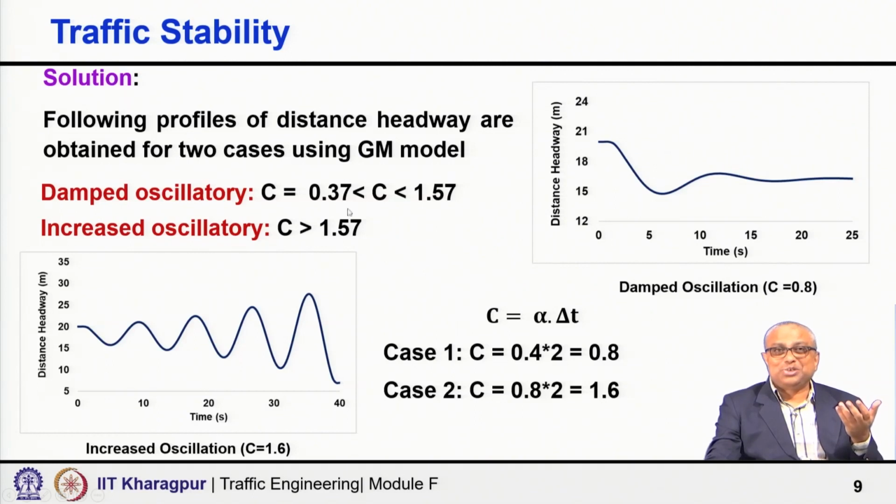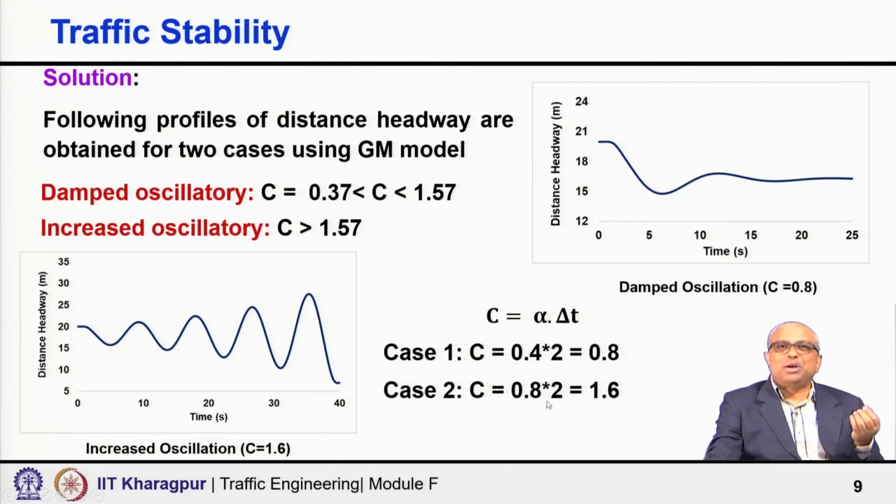Incidentally, the threshold values given say that damped oscillation is expected. It will be damped oscillatory for C in the range of greater than 0.37 and less than 1.57. So, 0.8 goes in between. That is why it is damped oscillatory. You can see it actually happening.